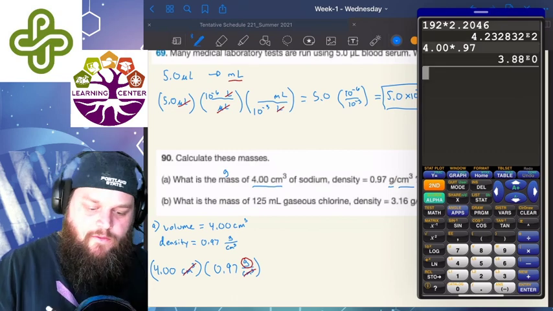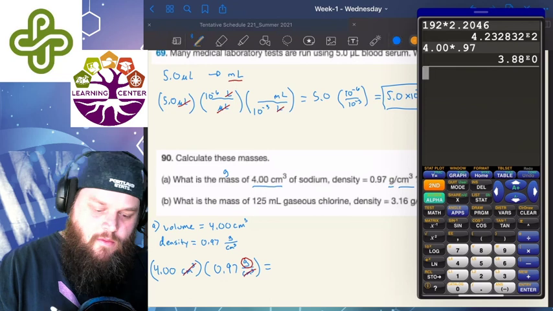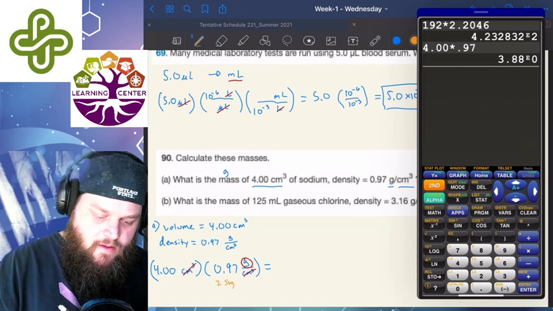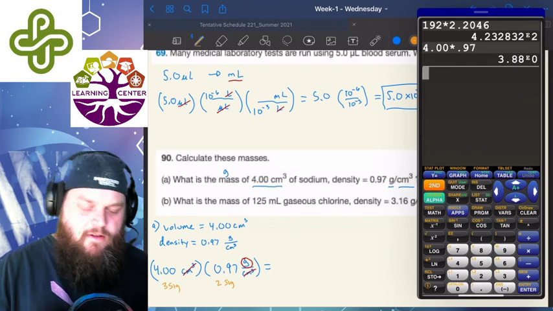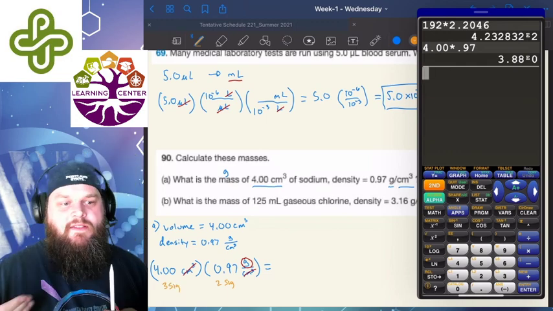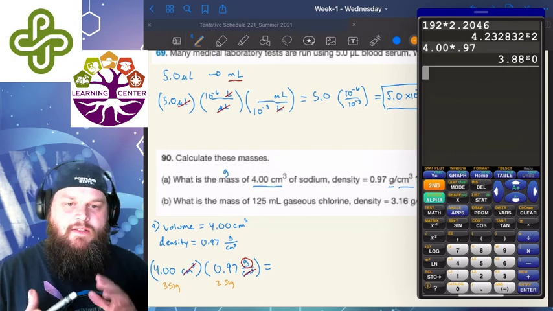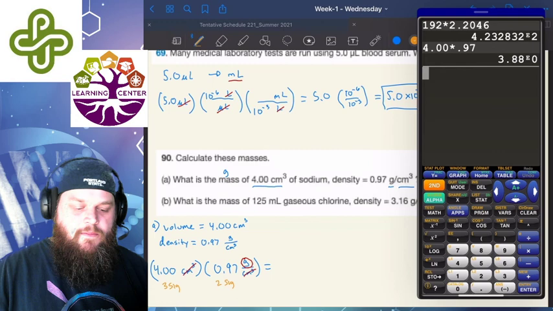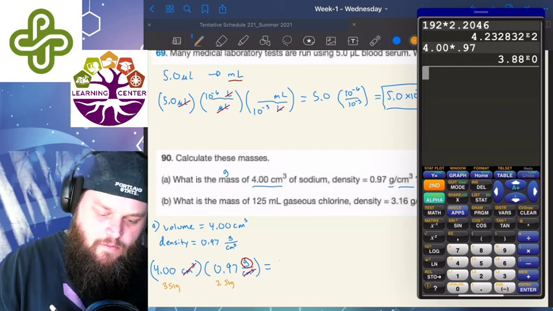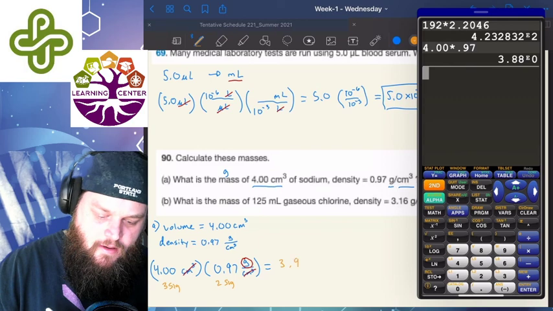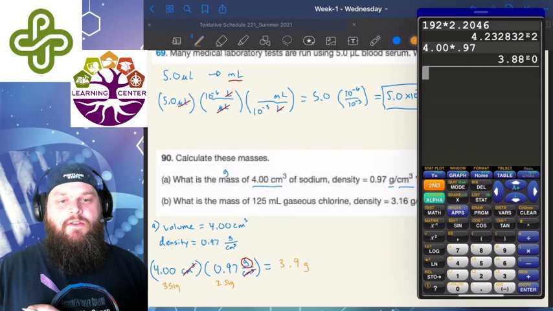You might ask yourself, what are the significant figures here? Well, we have 2 sig figs, and we have 3 sig figs. The zeros in that 4.00 are trailing, so they're going to be significant figures. The 0 in the 0.97 is a leading 0, so it's not significant. So our answer needs to be in 2 sig figs. It comes out to be 3.9. The units are in grams. We always got to include those units to make sure we're in the right place.